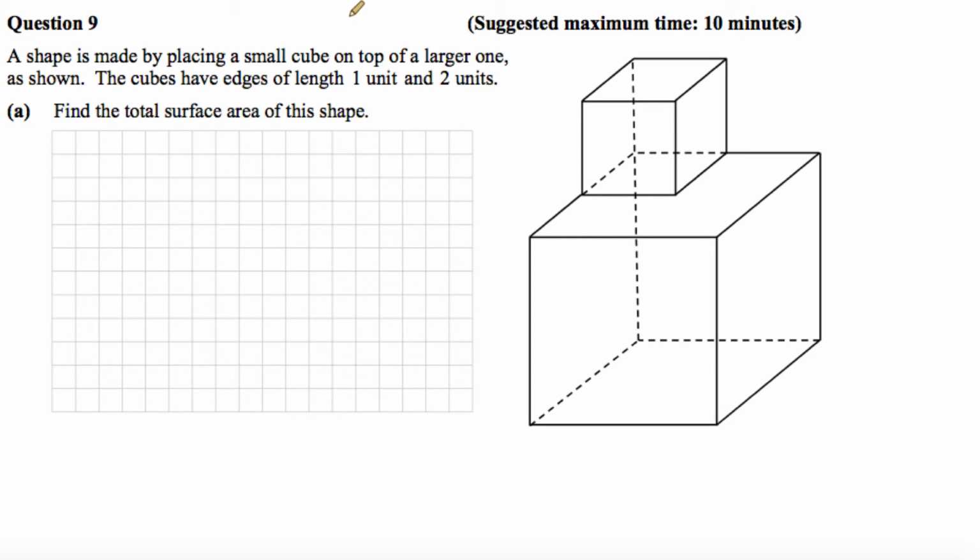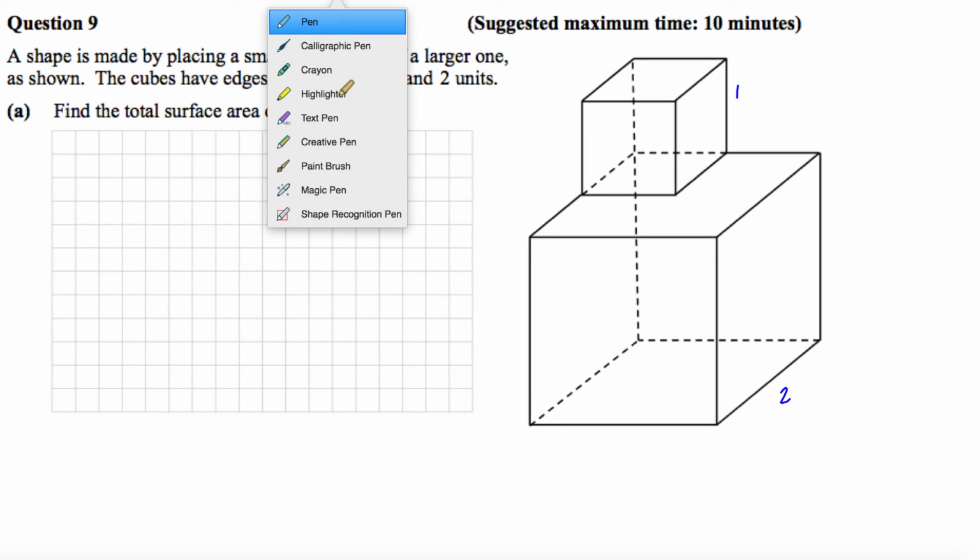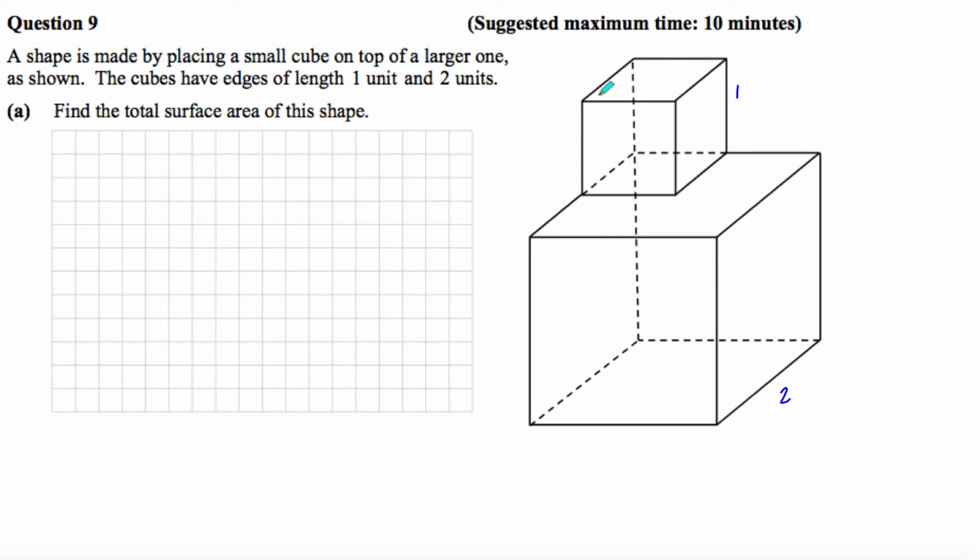Okay, so we know that the bigger cube has sides of 2 and the smaller cube has sides of 1. So the total surface area of the shape, well, if we imagine that the top of this cube here can be combined with the top of this surface area, the two pink surface areas there is just going to be the same as one side of the big cube.